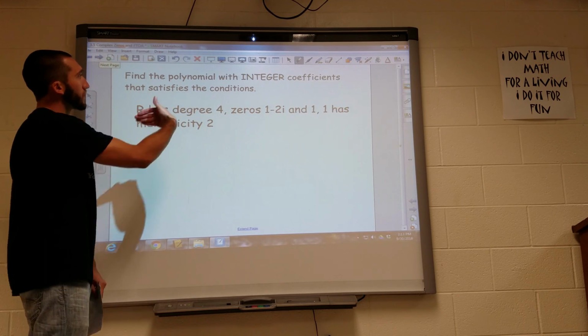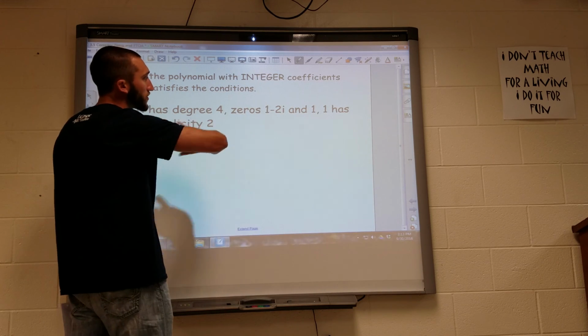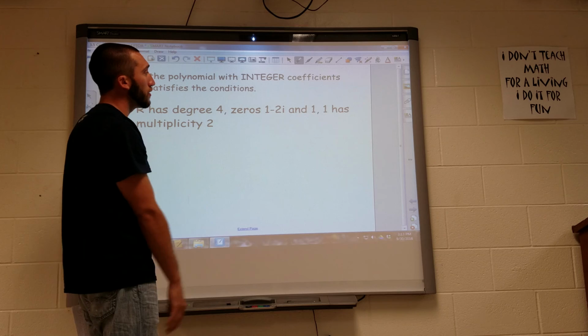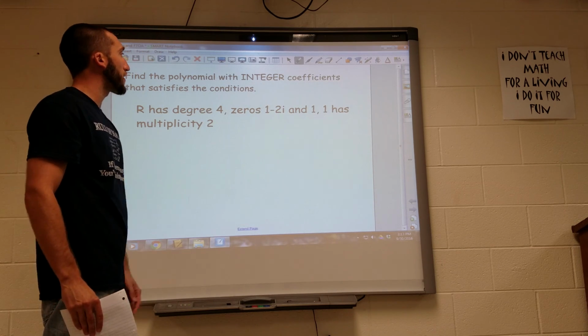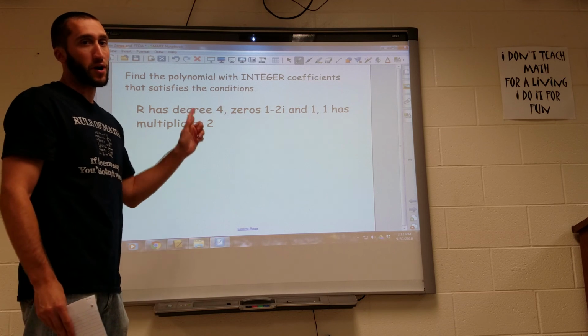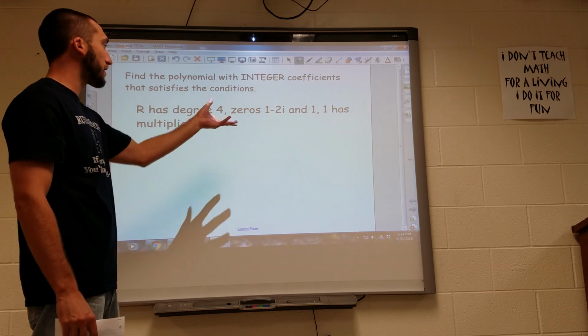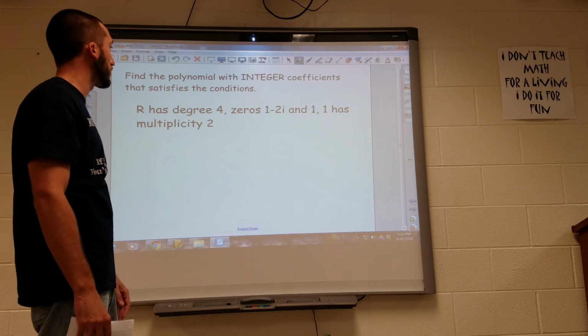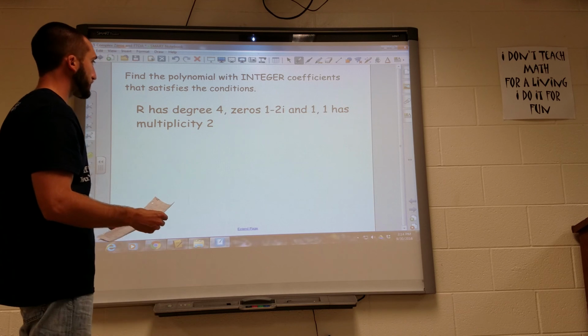Next, they give us a polynomial. They want integer coefficients. So if for some reason after we FOIL this all out, we end up with a fraction somewhere, we have to go through and multiply by that denominator to get rid of that fraction because they want all of our coefficients to be integers. So I don't foresee that happening because we don't have any fraction zeros. So let's go ahead and FOIL this out.